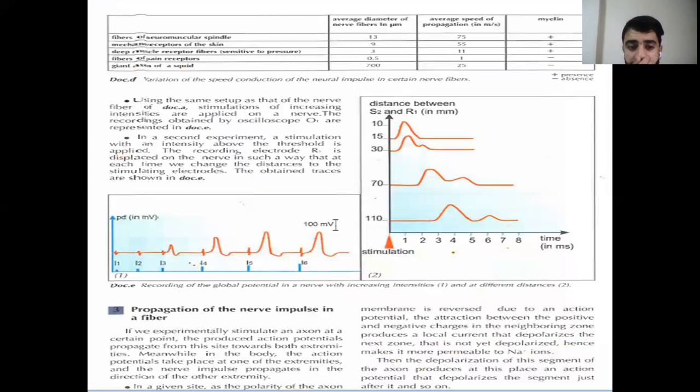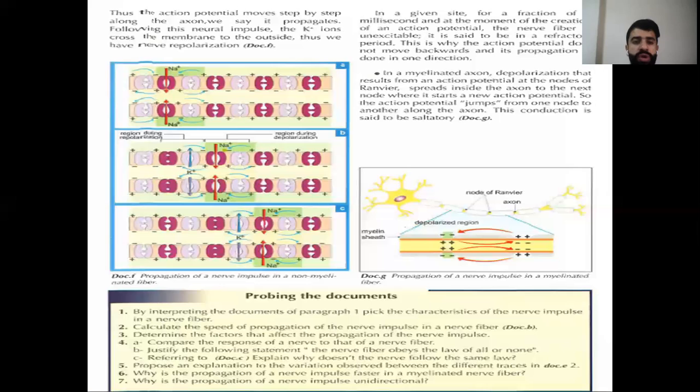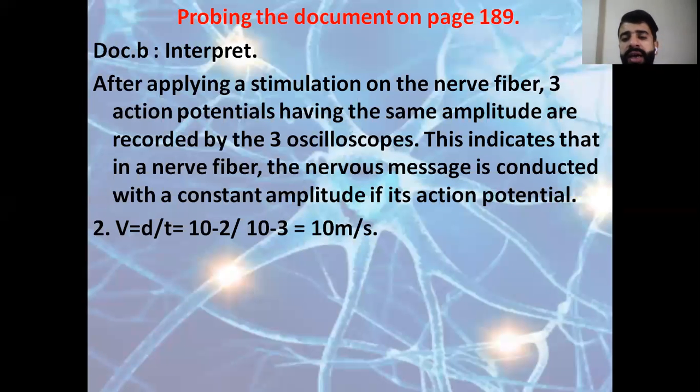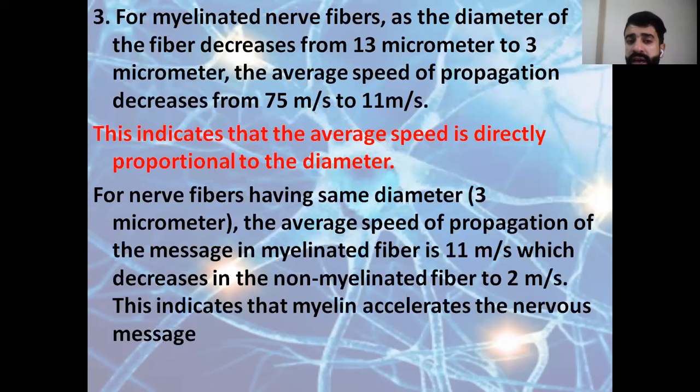So here we have the recording of potential in the nerve with increasing intensity in figure 1, document E. And we have different distances. So as the distance increases, we have two different action potentials, but they have different amplitudes. This is related to the distance as we move away from the site of the stimulation. So here also we continue to talk about the different parts of the nerve fiber, myelinated, non-myelinated. We said that the nerve is conducted with constant amplitude, but the difference is in something called the frequency.